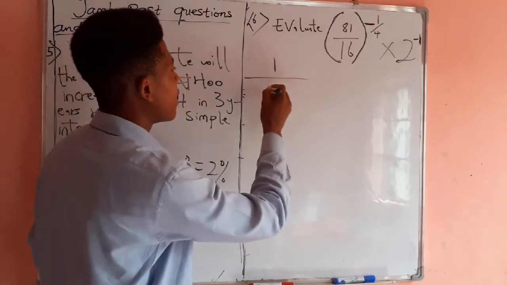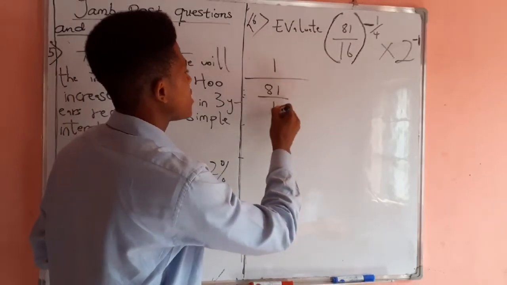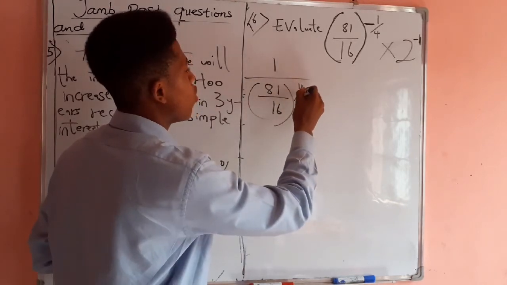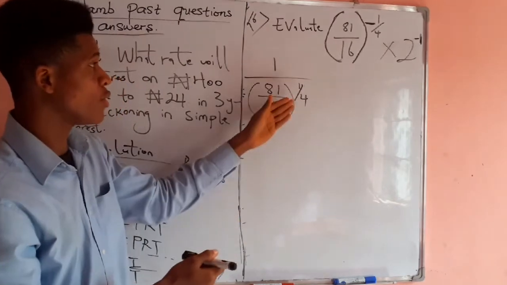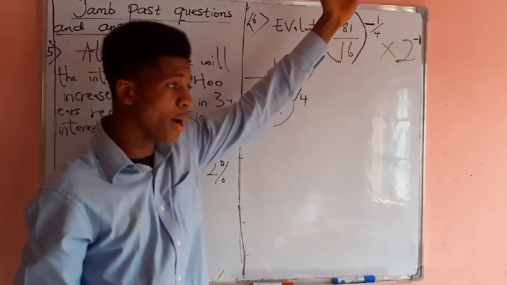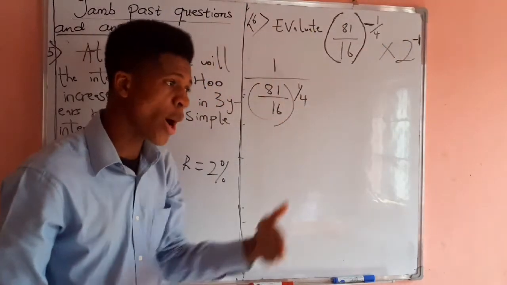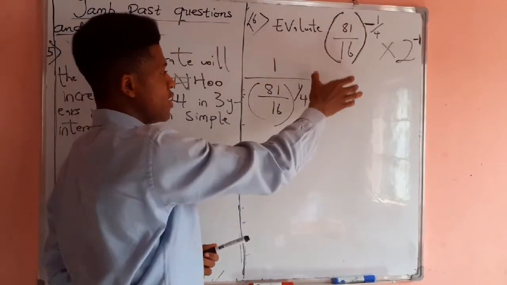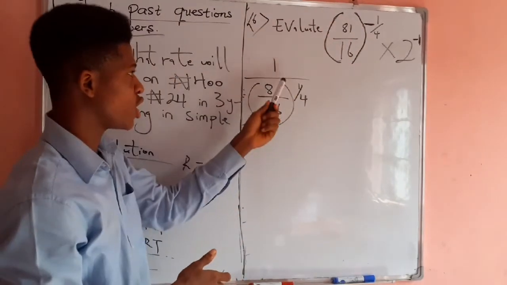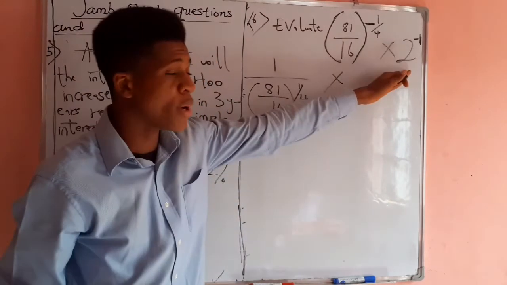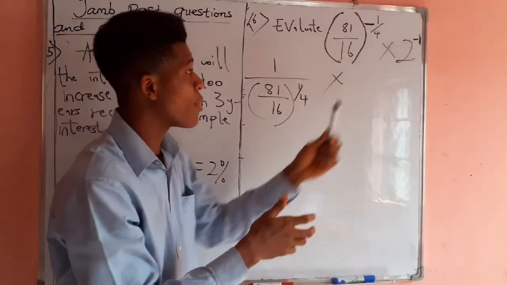So this can also be written as 1 over 81 over 16 in brackets, power 1 over 4. I hope this is not confusing. This is what the law of indices says. When any number is raised to power minus, it will be 1 over that particular number. So the minus now has been converted. And this will be times the second part of the question, 2 raised to power minus 1.